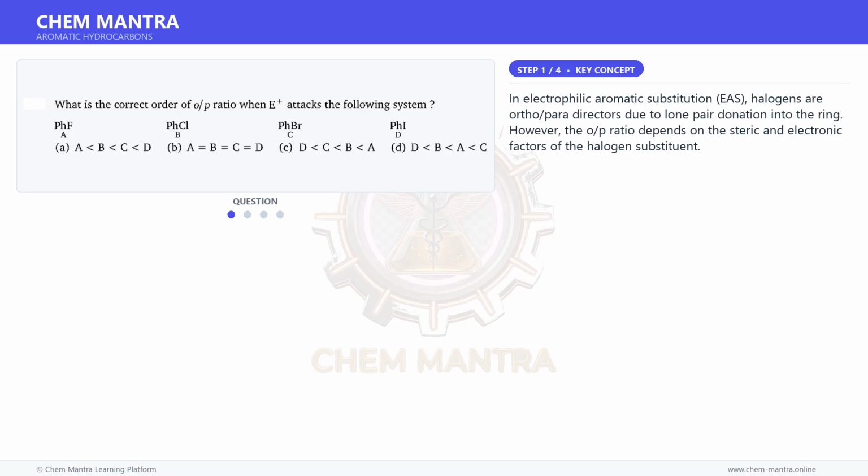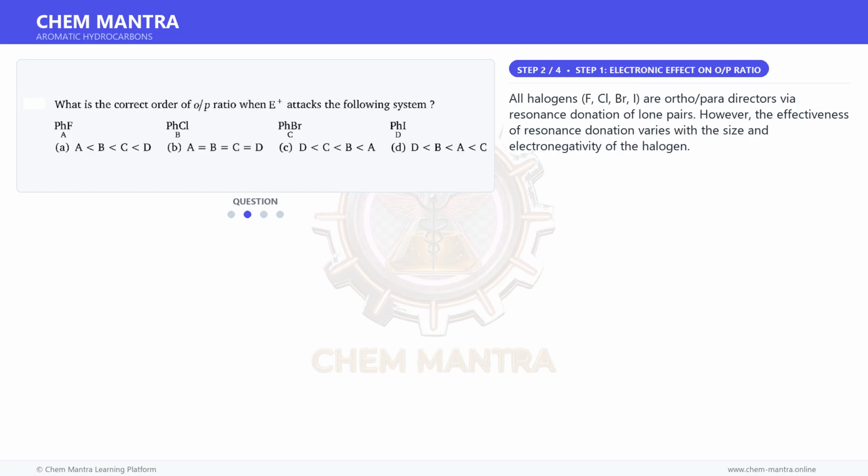In electrophilic aromatic substitution, EAS, halogens are ortho-para directors due to lone pair donation into the ring. However, the OP ratio depends on the steric and electronic factors of the halogen substituent. Moving on to the next step.